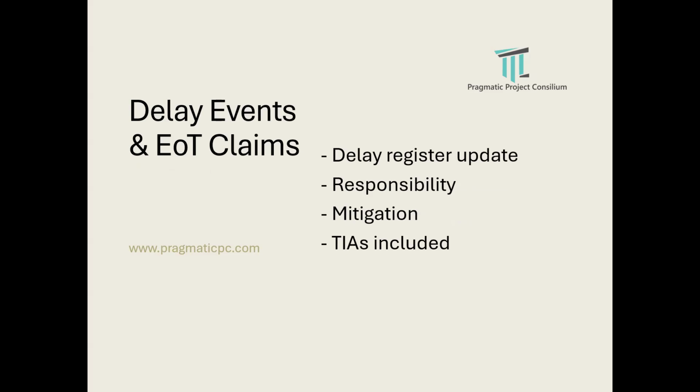Delay events and EOT claims. Monthly progress reports always form the most important contemporary record for EOT claims. Even when we work on retrospective claims in arbitrations, when the project is completed, the first question we ask is, we'll be asking for the baseline and the updated schedule and then the monthly progress report. So the monthly progress report, knowingly or unknowingly, will capture all the delays.